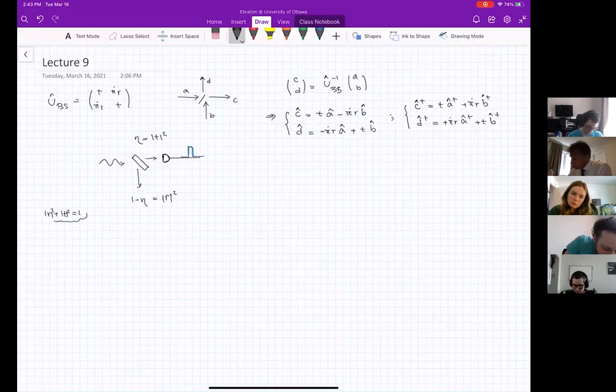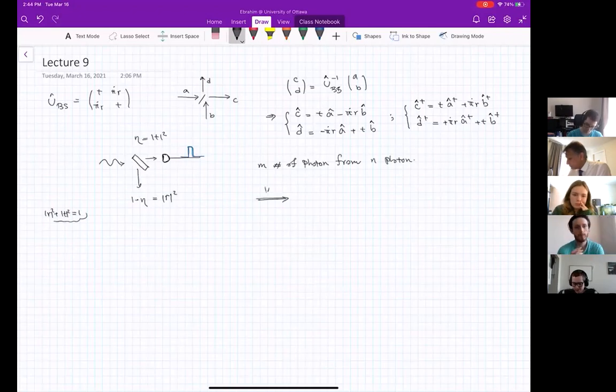So we say, what is happening if I want to detect m photons, m number of photons from n photons. So what do I mean? You are sending n photons. Let's go with n small. And then your detector only detects m of them.